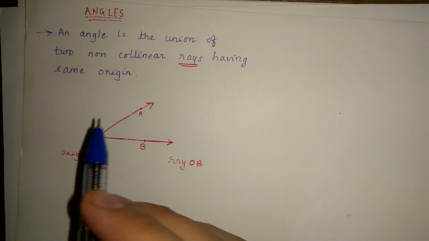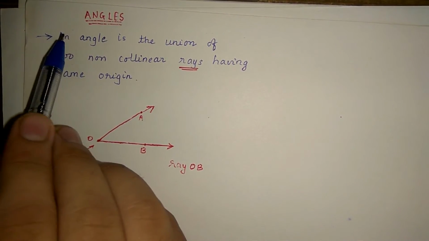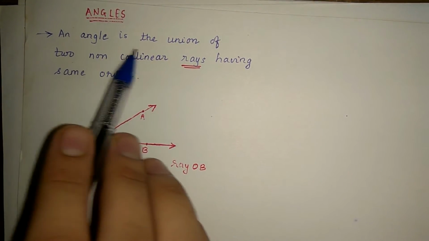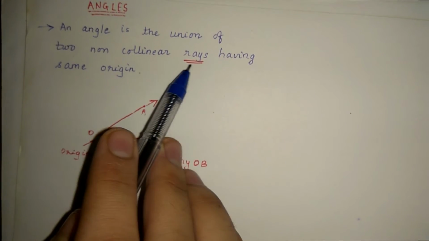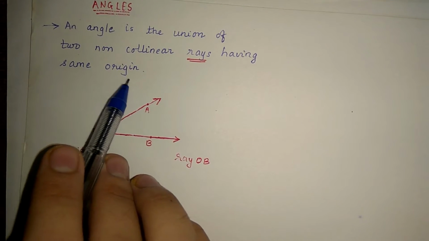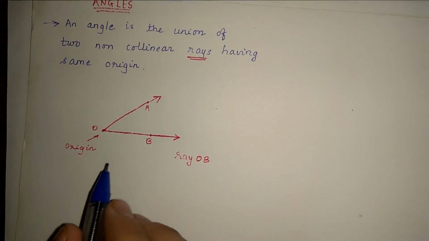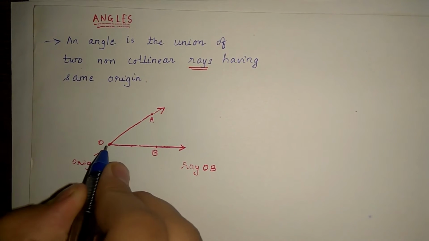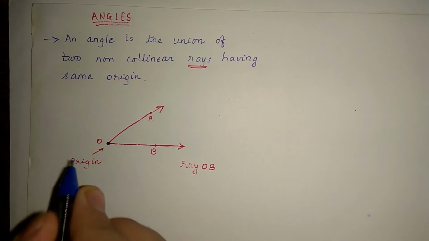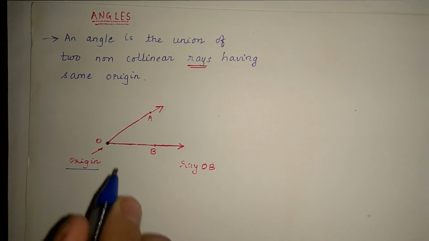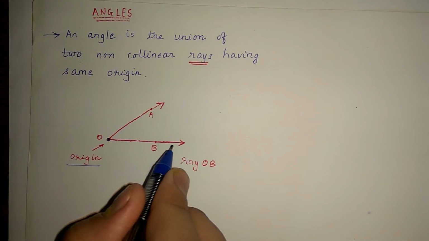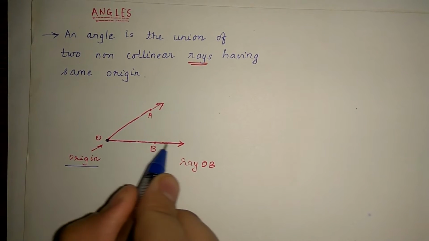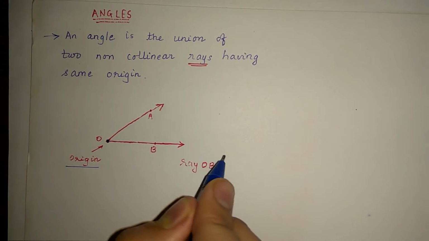Hello friends, so the topic for today is angles, and we'll start with the definition. An angle is a union of two non-collinear rays having same origin. In the previous lectures we have discussed what is a ray. A ray has a fixed point which is called the origin, and in any other particular direction it can move infinitely. So this ray is moving infinitely in this direction.